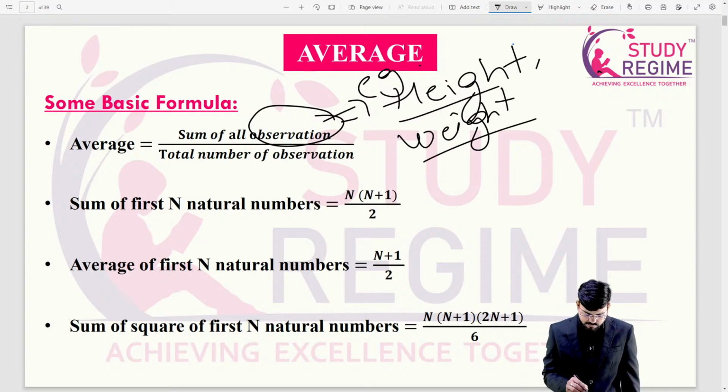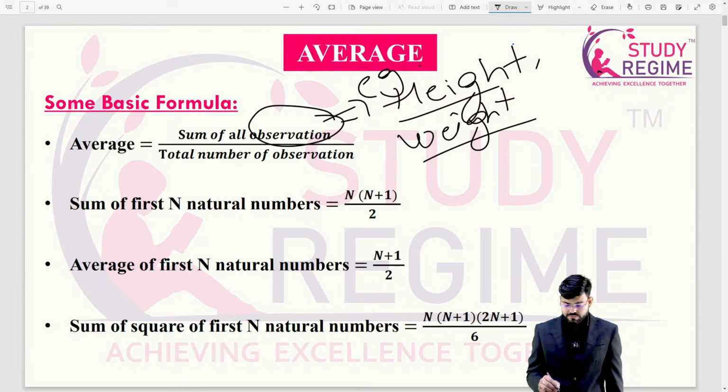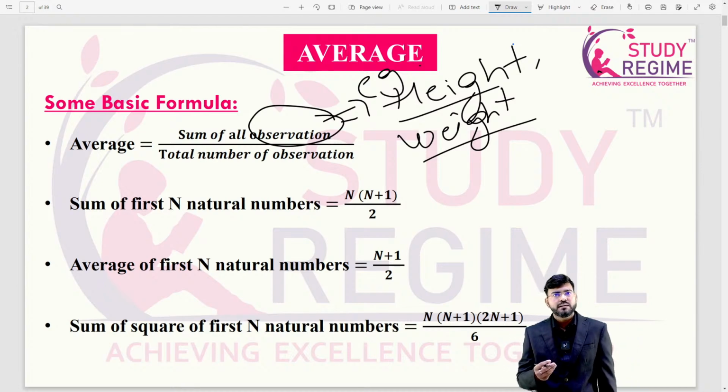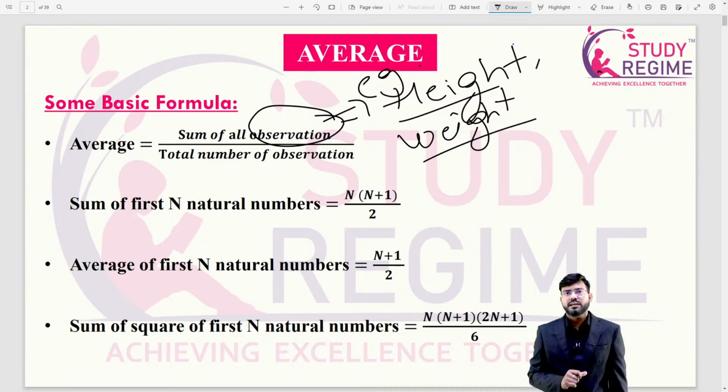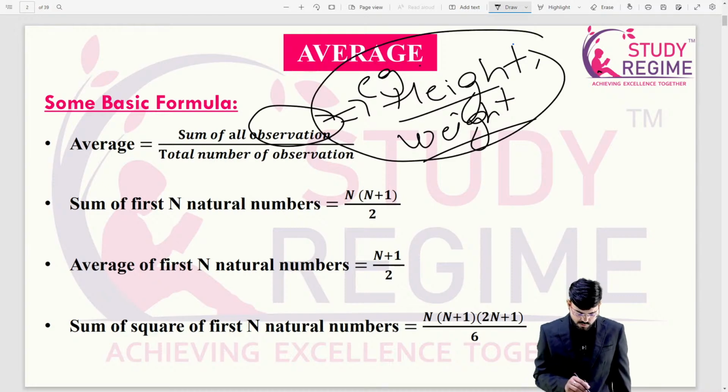So the word average comes in: different students will have different heights, different girls will have different heights, different boys will have different heights. So on an average, what is the average height of a class? If you want to know, then we will use this formula. This will be equal to the sum of all observations upon the total number of observations. So this is the first formula.